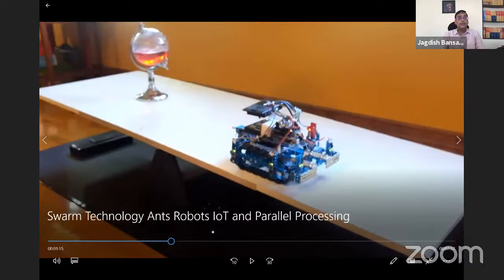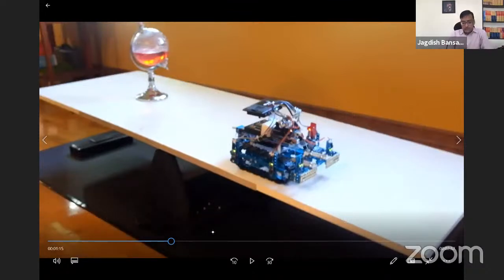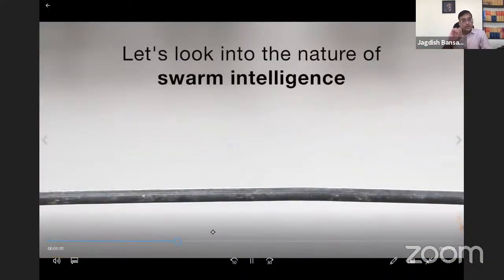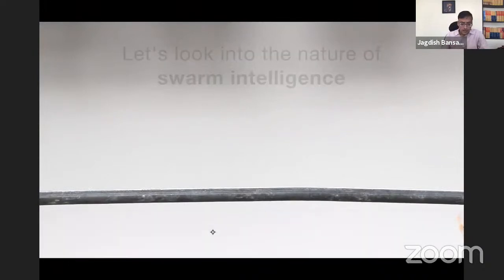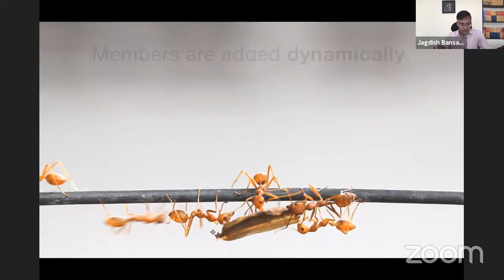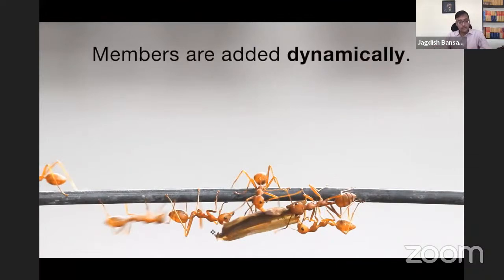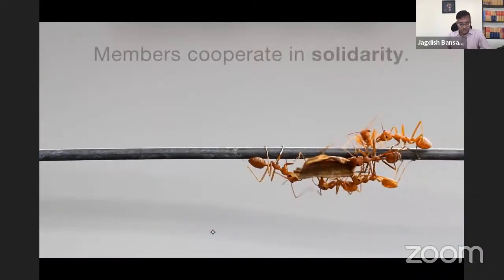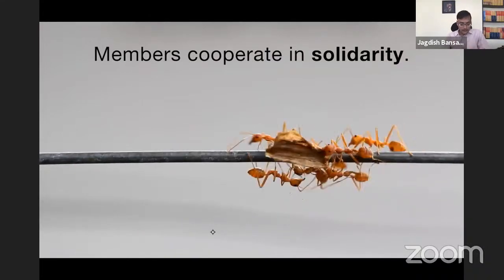But now the environment changed. I told you that they are flexible to changes in the environment. So now the environment changed because of this other object, and it changes its position, and then again it is balanced. So it has found this changed optimal location. Members self-coordinate without a dictator. Of course, I already told you, no central control. This is a self-organized system. Members are added dynamically. Members cooperate in solidarity. They cooperate with each other.